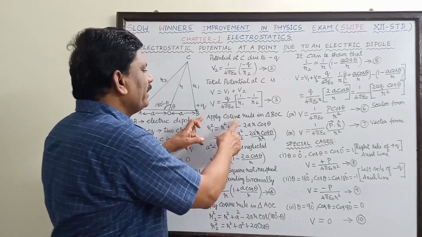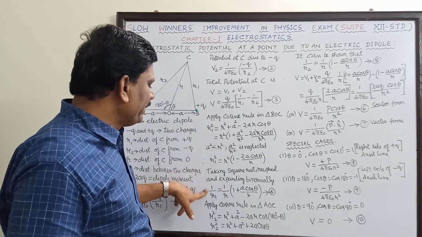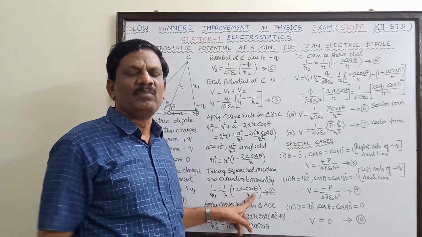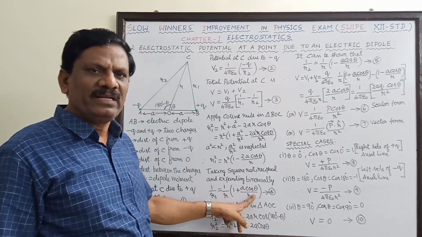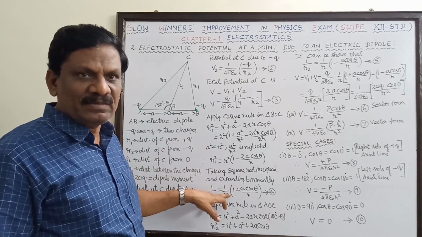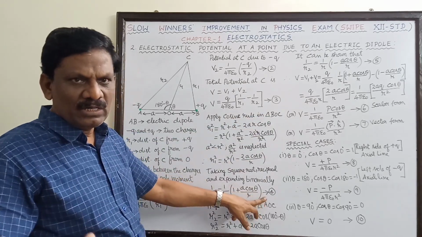Suppose in between steps you are feeling very difficult, don't worry at all. Directly you write, applying cosine rule in triangle BOC, it can be shown that 1 by r1 is equal to 1 by r into 1 plus a cos theta by r. You write boldly, you will be given considerable marks. Understand? Definitely you won't lose full marks. So applying cosine rule in triangle BOC, equation 4.